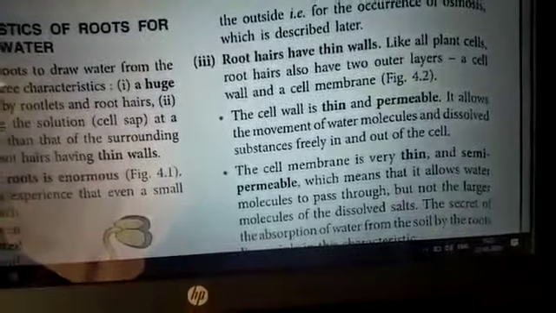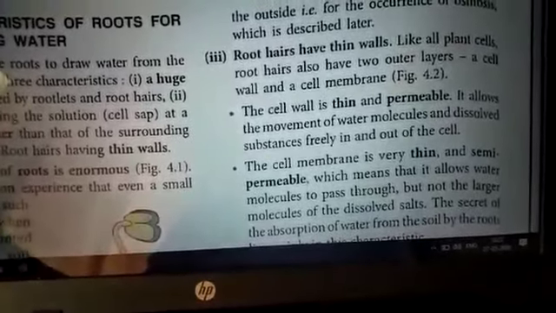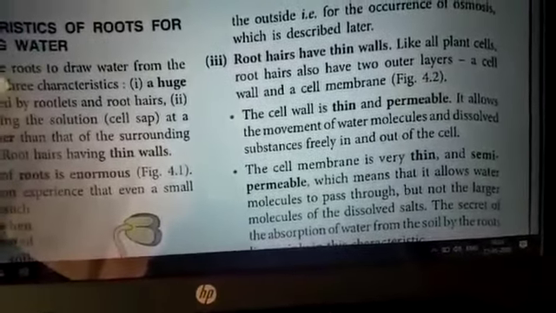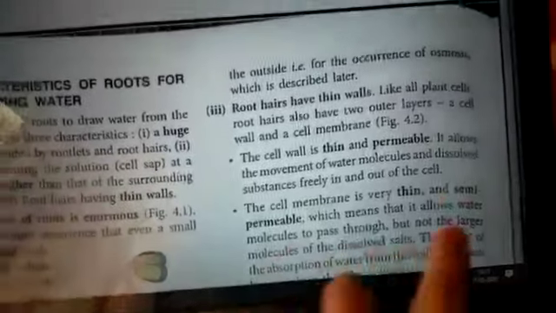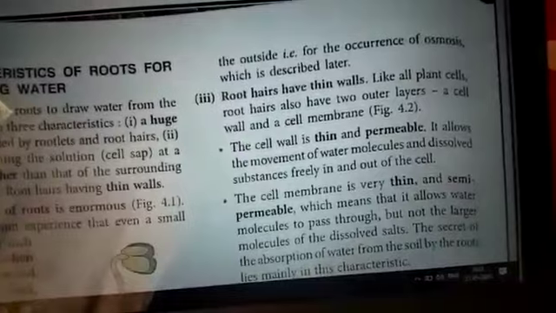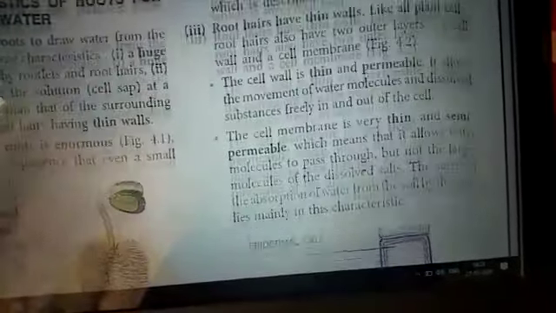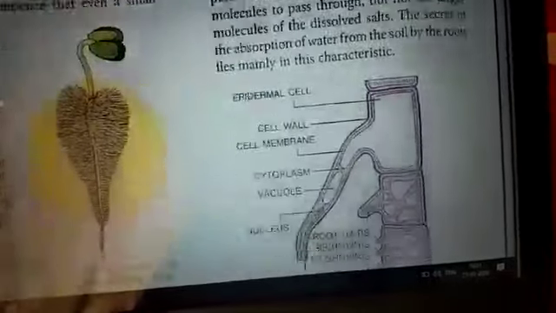A solution is made up of two things: solute and solvent. Solute is the one which has less concentration, and solvent is the one which has more concentration. Over here only the solvent is allowed to pass in the case of a semi-permeable membrane, which means that it allows water molecules to pass through it but no larger molecules. The secret of the absorption of water from the soil is because of this.